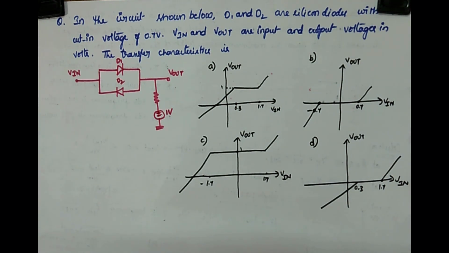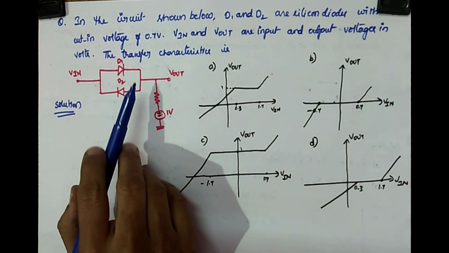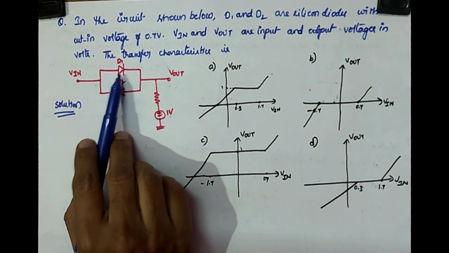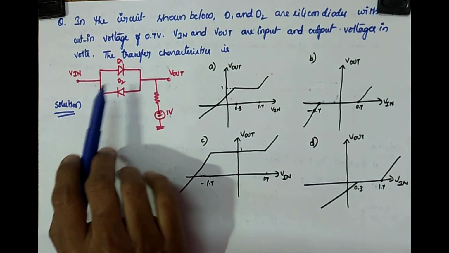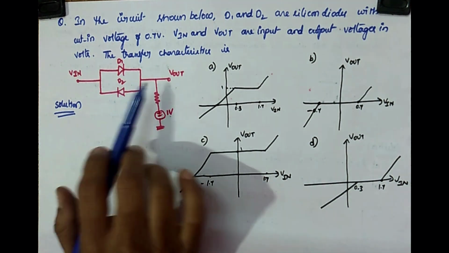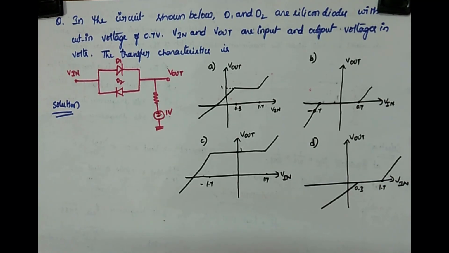So now we'll start drawing the transfer characteristics of the given circuit. To draw it, we have to identify when D1 will be on and when D2 will be off, and at those times, what the output is. Then you can draw the graph between Vin and Vout. You all know the transfer characteristics means the graph between input voltage and output voltage. So now we'll see in sequence when D1 is on and when D2 is on.